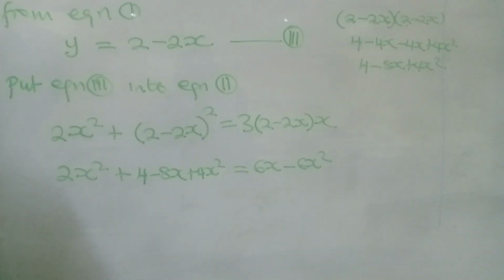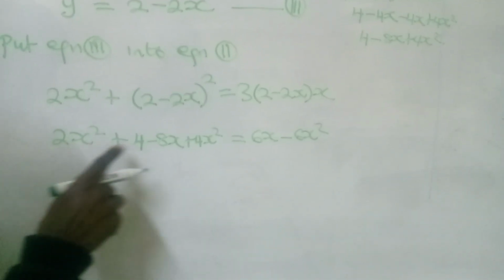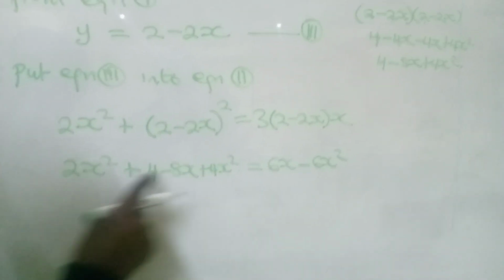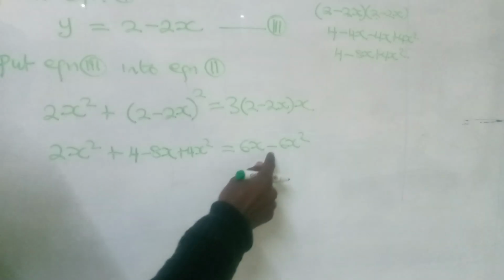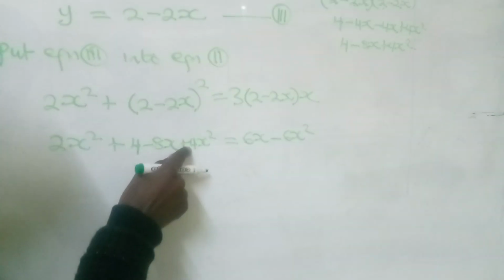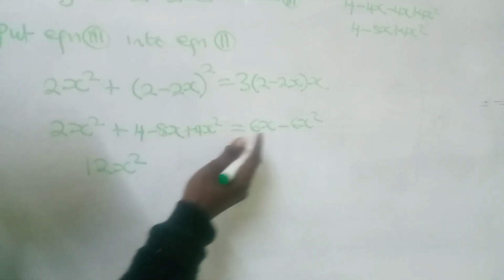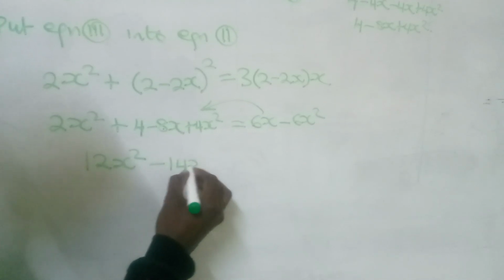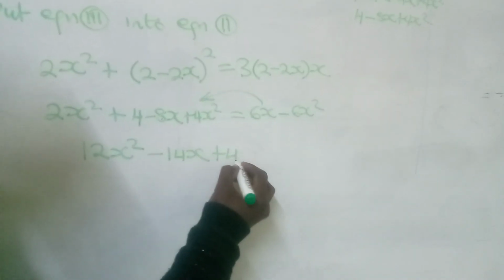So now from this, we are going to collect like terms. Let us put everything this side. 2 plus 4, because this is x squared, x squared, so we can add them. That is a 6. Then we put the minus 6x squared this side, and this is going to give us a positive. So 6x squared plus 6x squared is going to give us 12x squared. Then minus 8x, put this side, it's going to be minus 14x. Then we shall be remaining with a 4. So plus 4 is equal to 0.